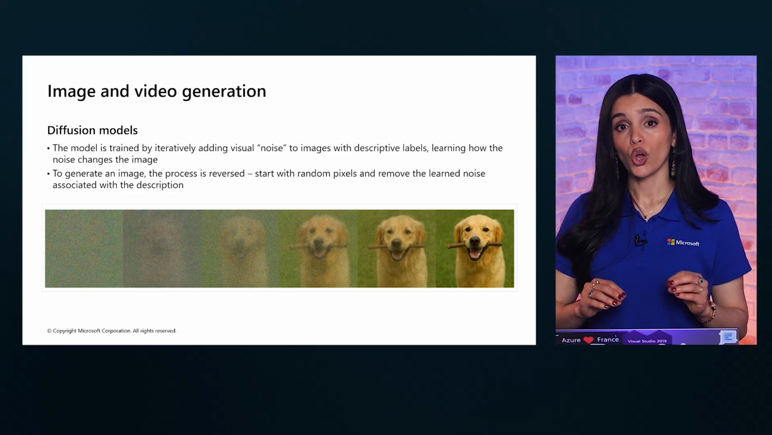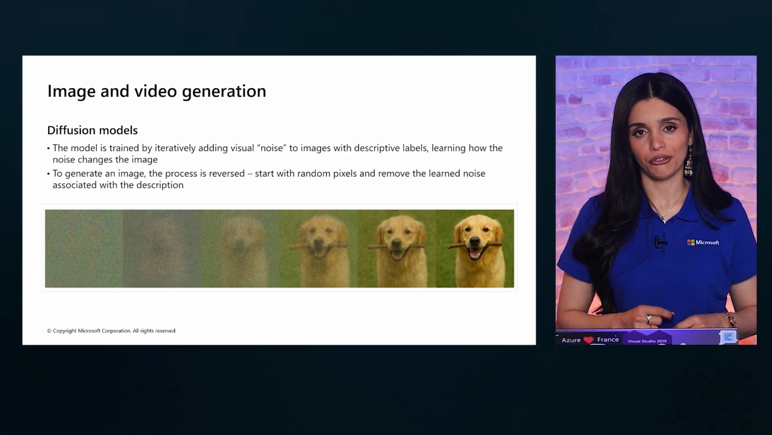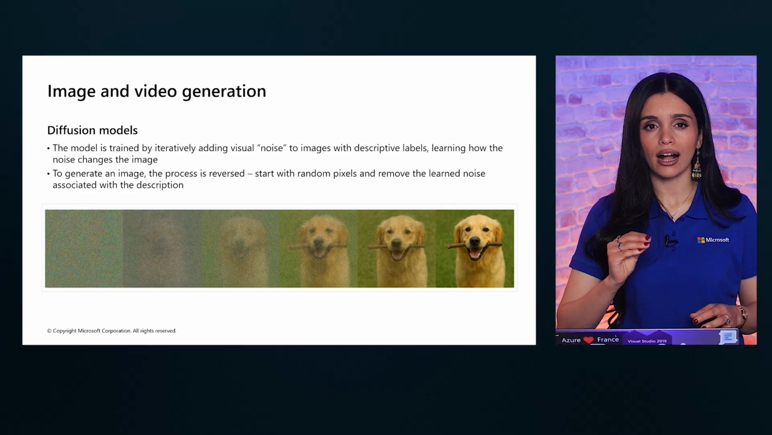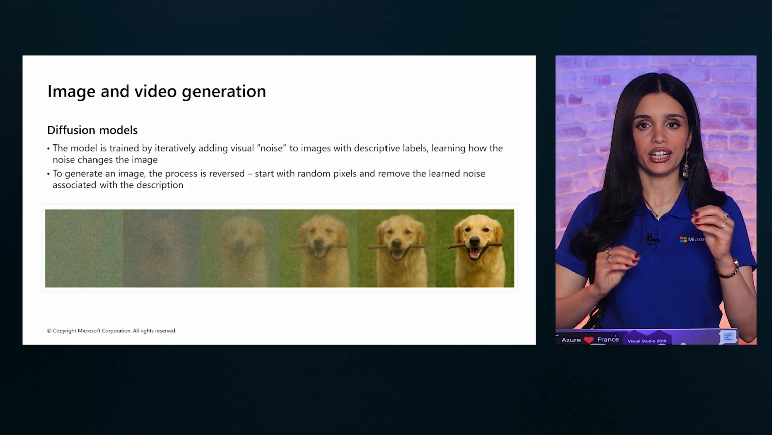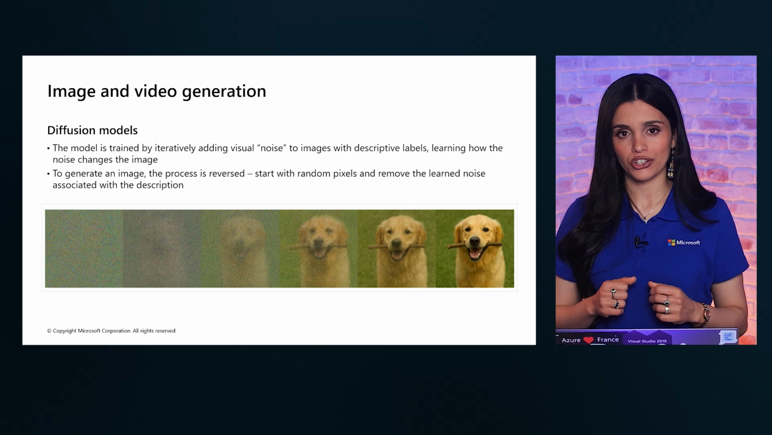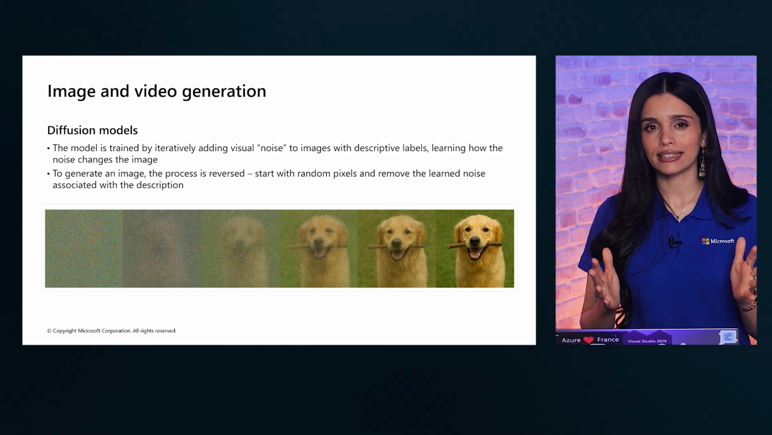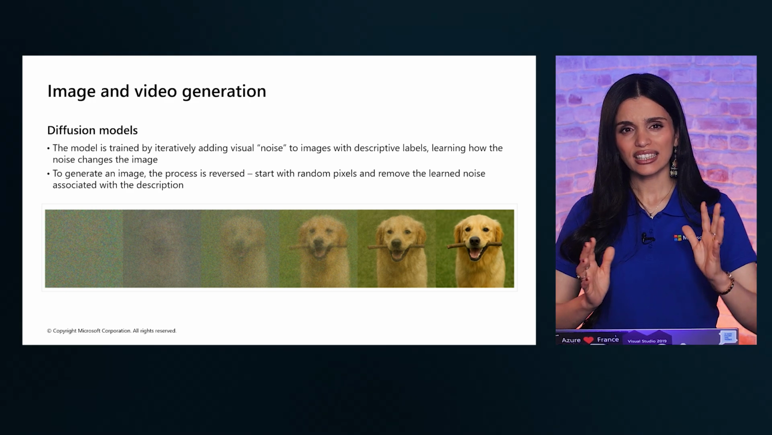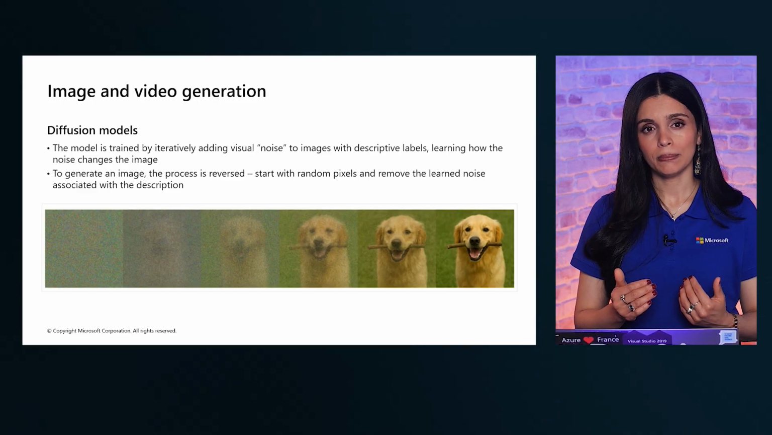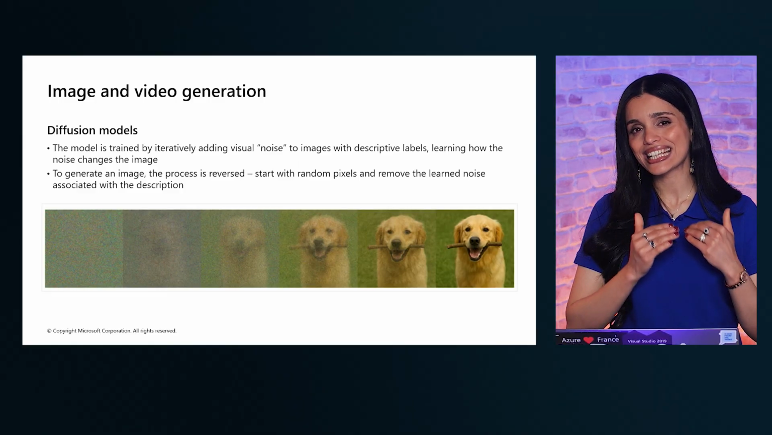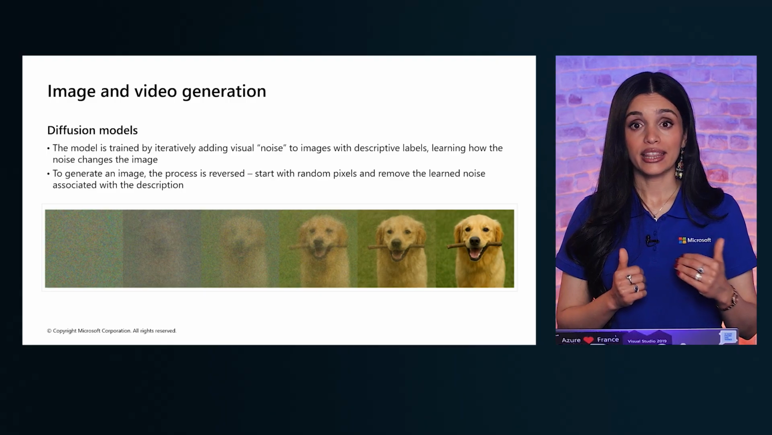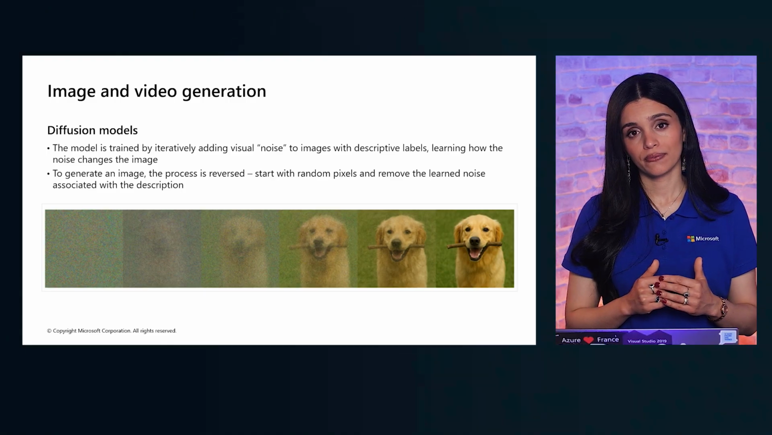A diffusion model works in a very interesting way. Instead of directly creating an image, it learns by adding noise to the image during training, and then learning how that noise changed the image. You can think of it like taking a clear photo and gradually turning it into TV static. Over time, the model learns exactly how the image gets distorted. Then it reverses the process.